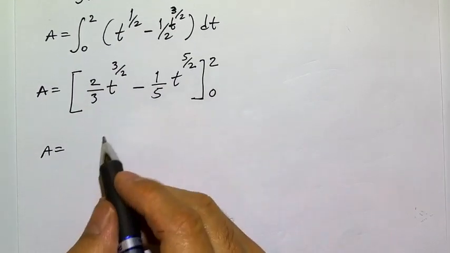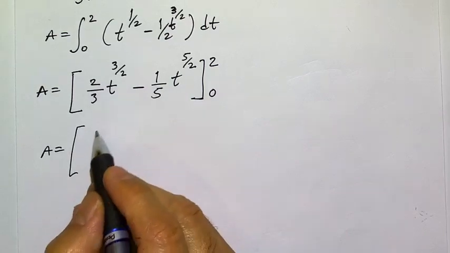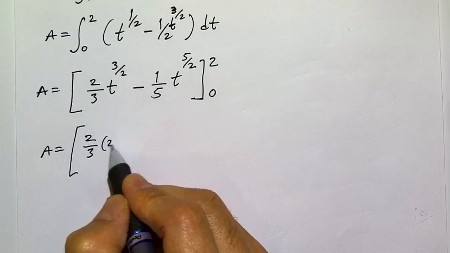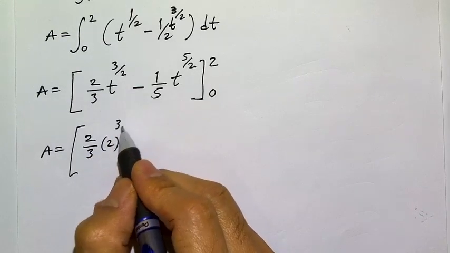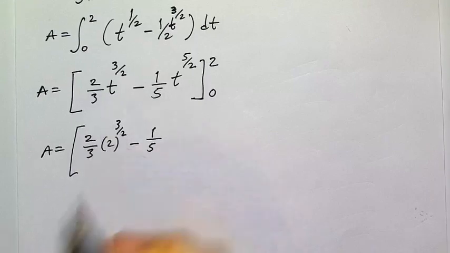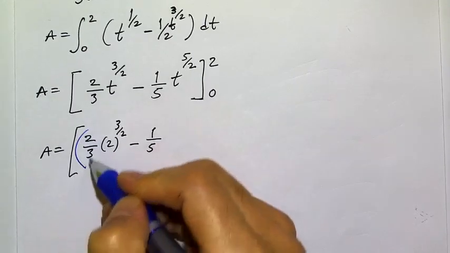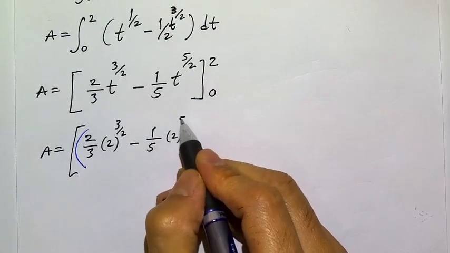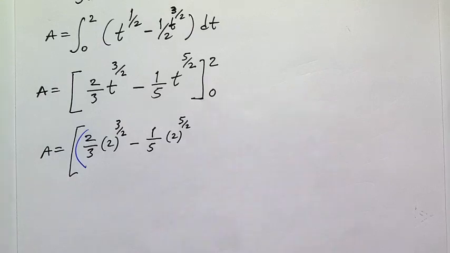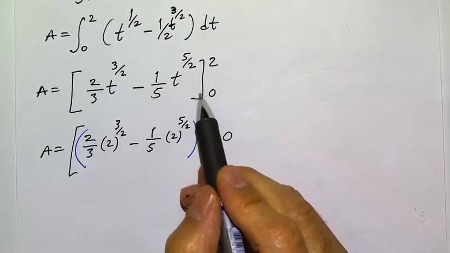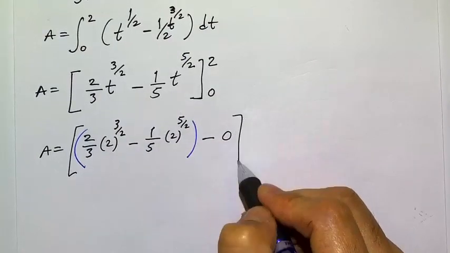We will have 2/3 times 2 to the 3/2 power minus 1 over 5, well, let me put this in parentheses too, times 2 to the 5/2 power, minus 0, of course. This 0 is what we get when we plug 0 in for t here. Okay.